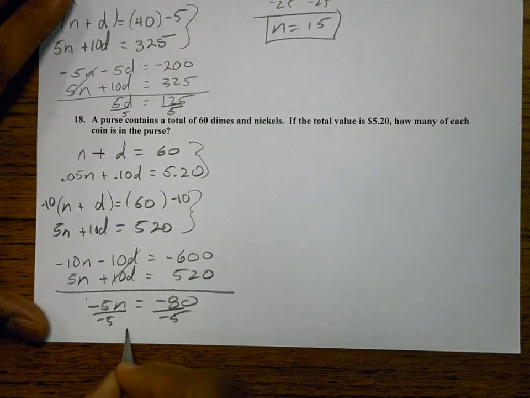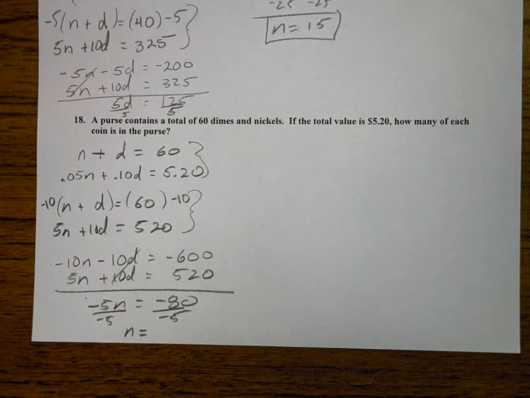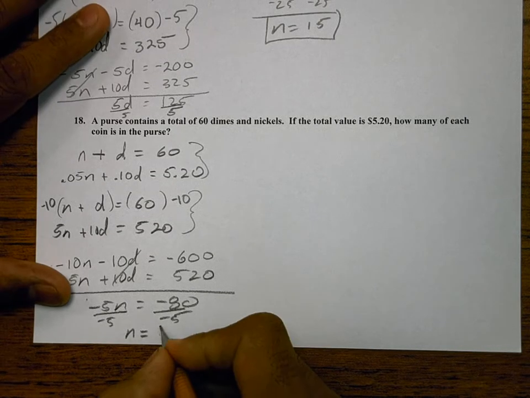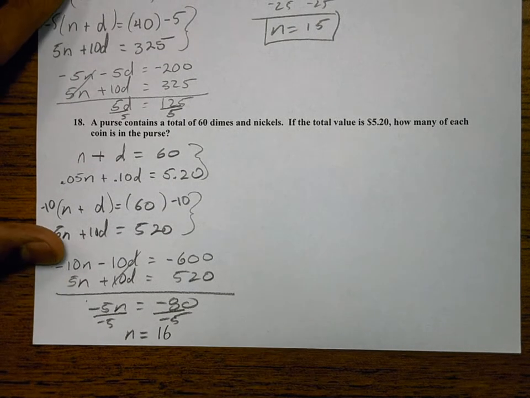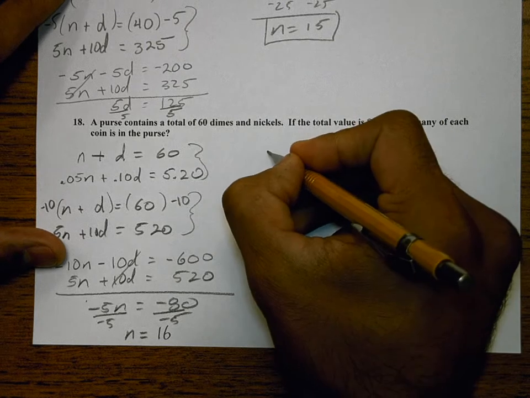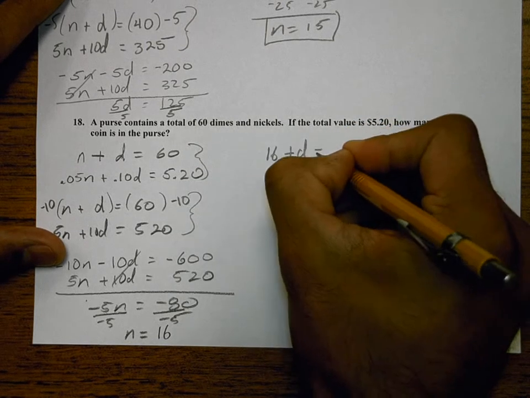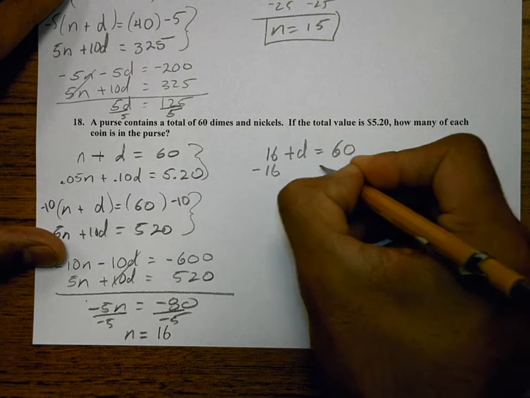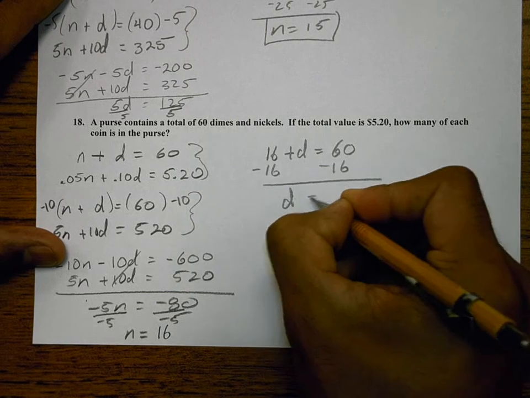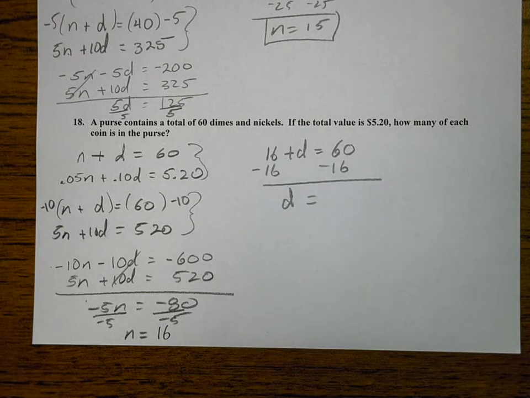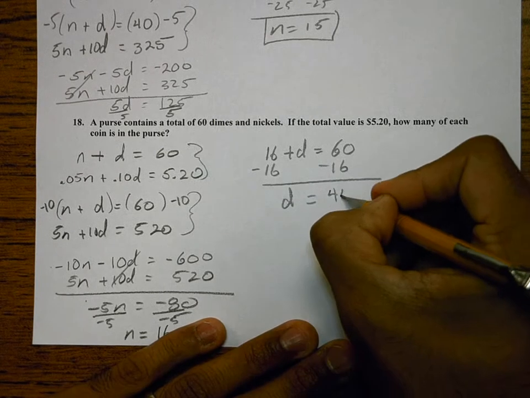All right. N equals positive 16. So I have 16 nickels. So 16 nickels plus the dimes equals 60. Subtract 16 from both sides, and that's 44 dimes.